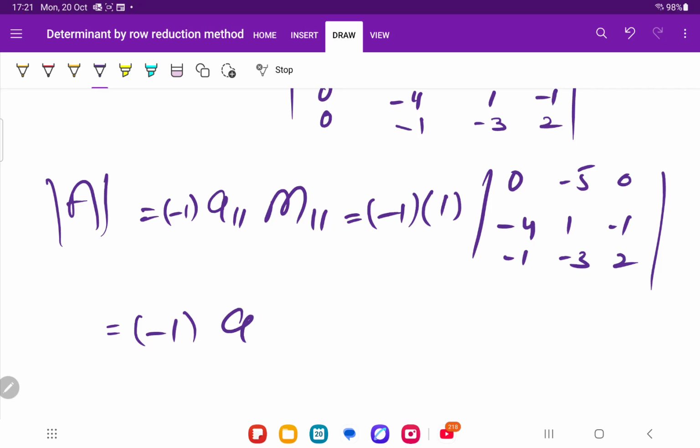1, 2, A12. Very good. A12 is the location of minus 5. And correspondingly you have to take M12. Okay?